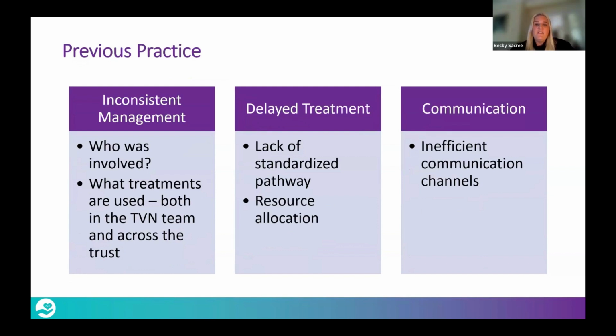We had noticed some inconsistencies in the management of haematomas within the tissue viability team and wider trust. There were different approaches by various teams leading to unpredictable outcomes. There was delayed treatment and a lack of standardised pathway, often resulting in prolonged patient suffering and delayed healing. There was ineffective use of resources due to the lack of standardised practice, and inefficient communication channels with no structured protocol for timely intervention.